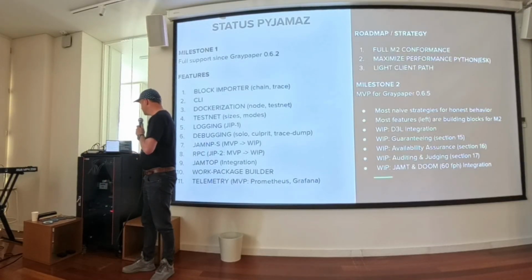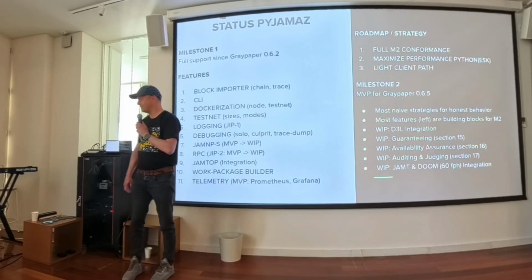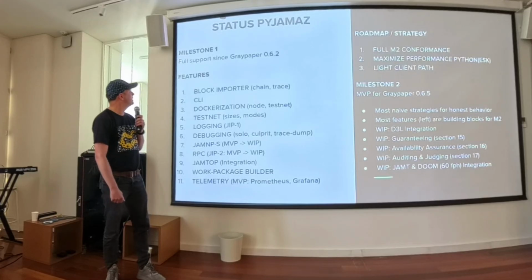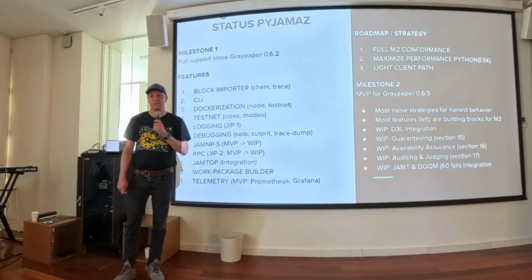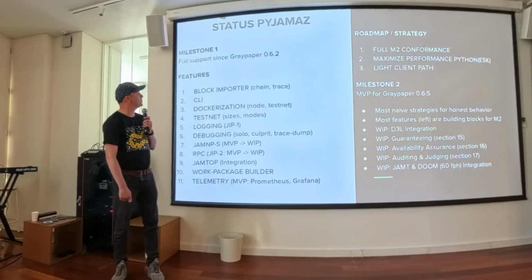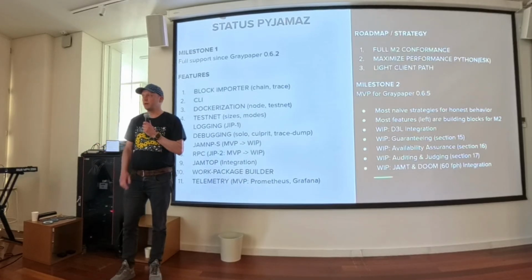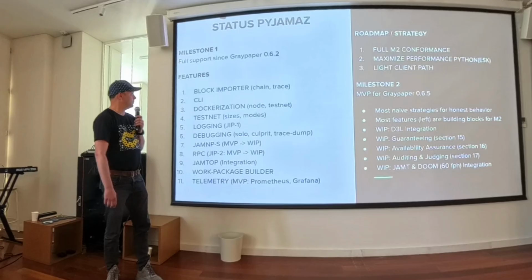So this is our single slide with a bit of an update. It's very condensed, and I'll go through it a bit. When the Gray Paper reached 0.6.2, we reached milestone 1 conformity, and since then we're keeping up with all the changes. So a bit of maintenance mode on that end.